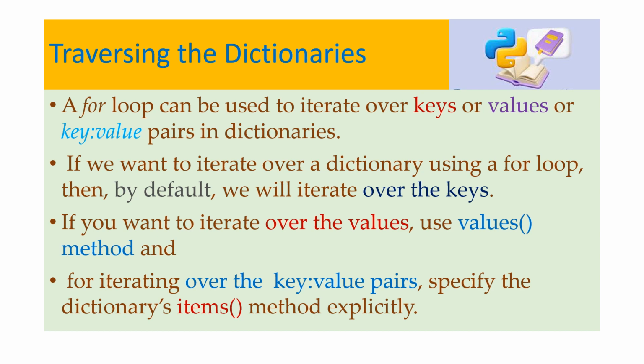And a for loop can be used to iterate over keys, or over values, or key value pairs in the dictionary. Suppose if you want to iterate over a dictionary using a for loop, then by default we will iterate over the keys only. If you want to iterate over the values, we need to use the values method. And if you want to iterate over the key value pairs, we need to explicitly specify the items method.